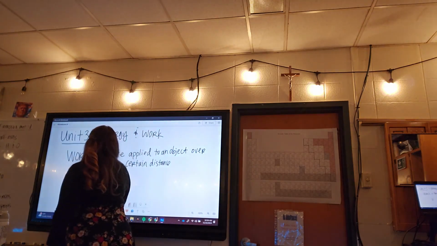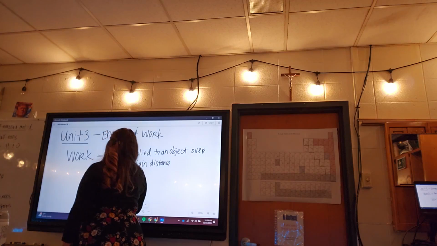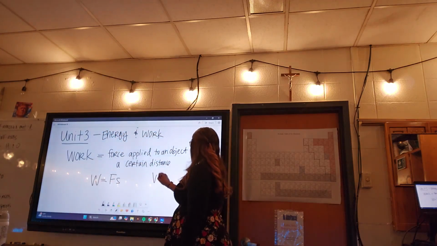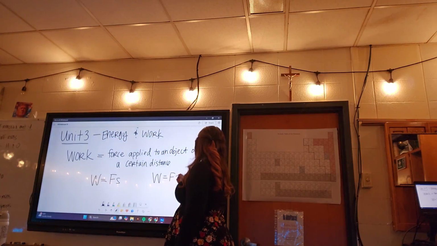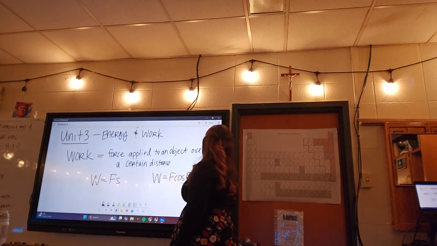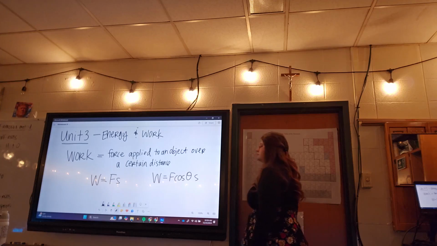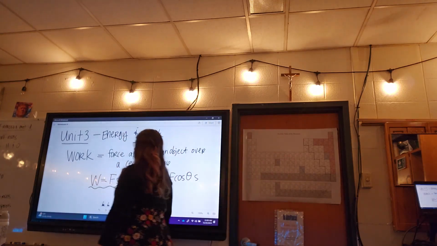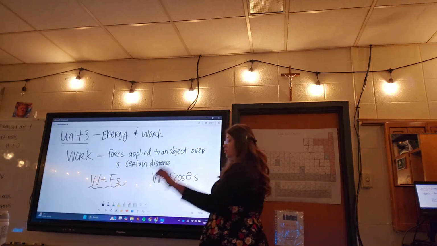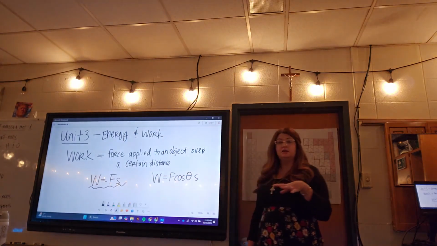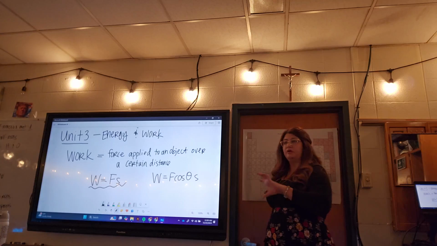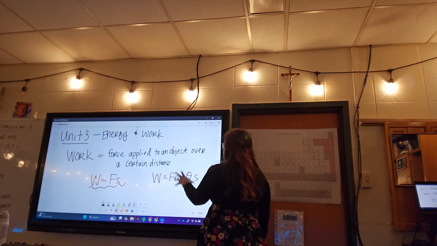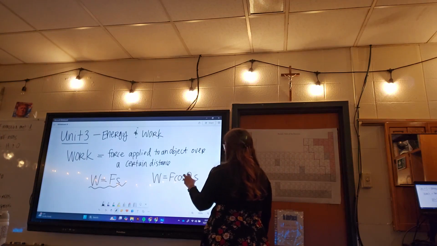So the formula for work is force times distance, usually written like this. Oftentimes you'll also see it as this. This is the most basic form that the work equation takes. But if your force is not applied parallel to the surface, then you have to take the angle into account, and that's how we get this formula.